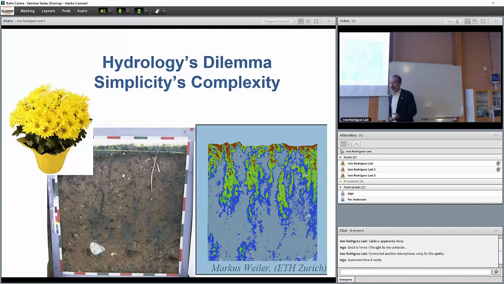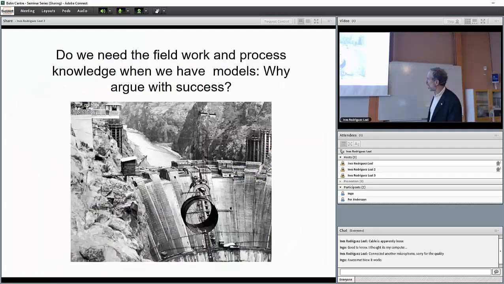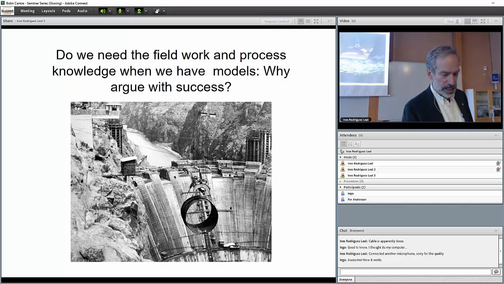We put some sort of tracer and see where the water goes. So do we need to know about all this complexity? I mean, we've got these lovely dams all around the world that were made with some very basic assumptions about hydrology. We can do great things. Do we need to know all those nasty details?